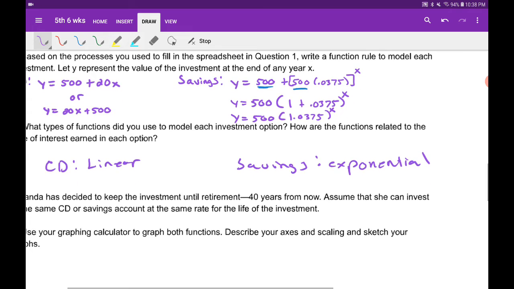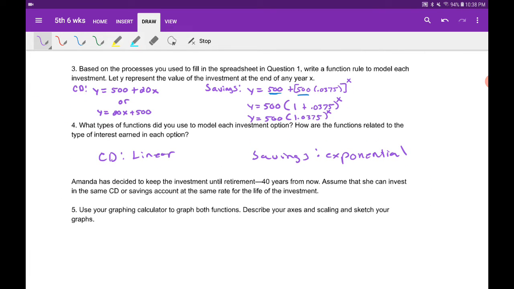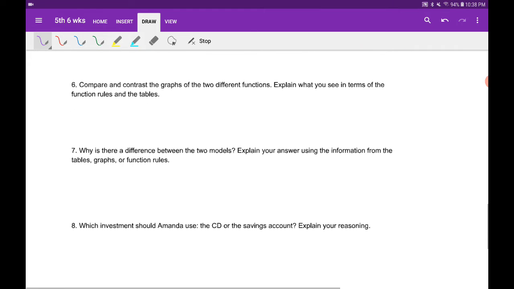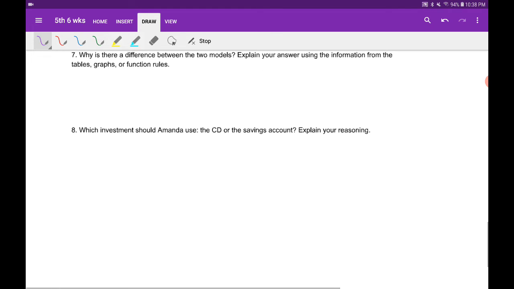Okay, so the rest of these you're going to answer on your own, on like what Amanda should do, as far as the rest of these questions here. All right, so you're going to compare or graph the two different functions and just write it here.